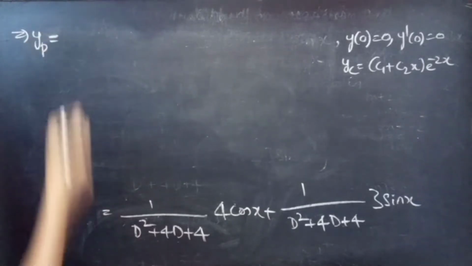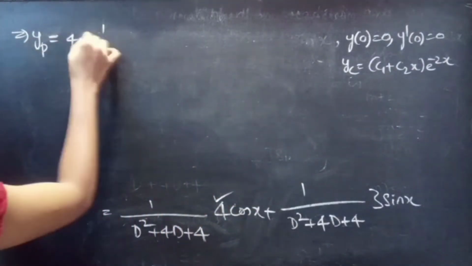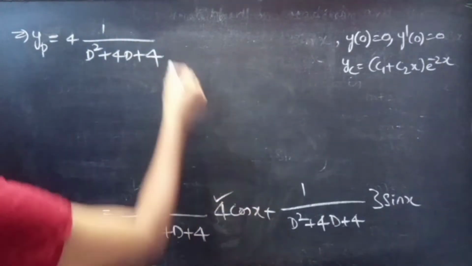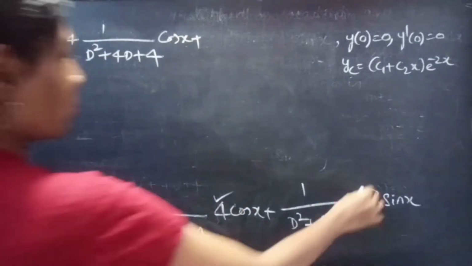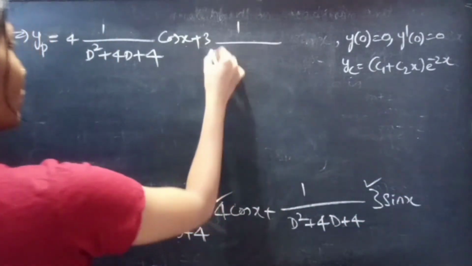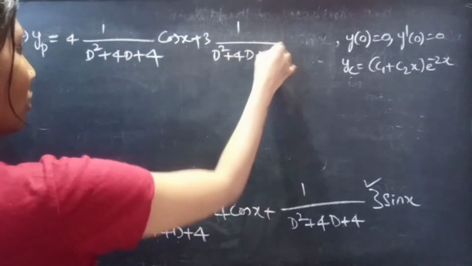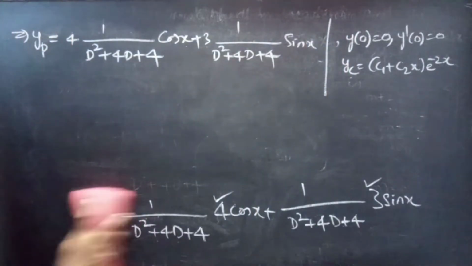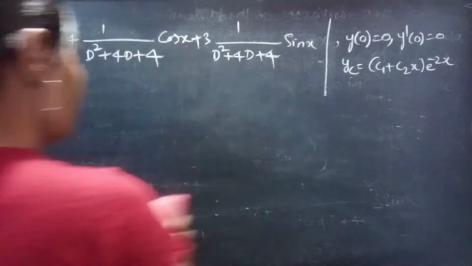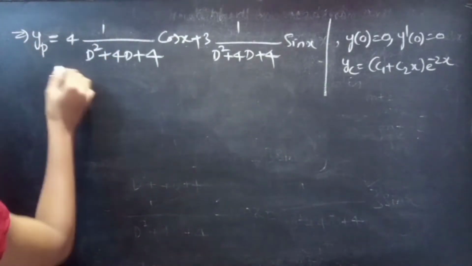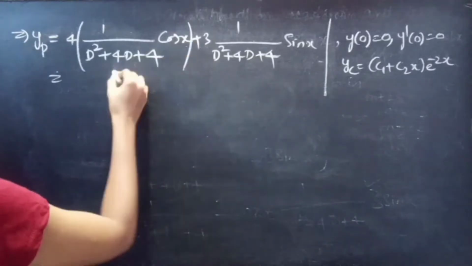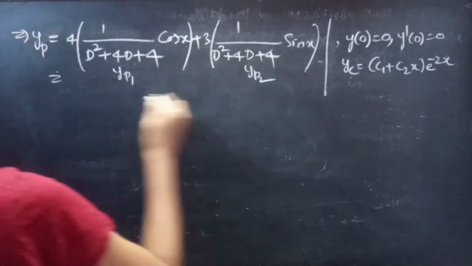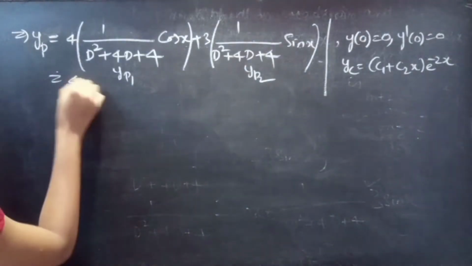Now we can write yp as constant 4 into 1 by f of D, D square plus 4D plus 4, into cos x plus constant 3 into 1 by f of D, D square plus 4D plus 4, into sin x, right? Or we can name 1 by f of D into cos x as yp1 for our convenience, and 1 by f of D into sin x as yp2, and we can find yp1 and yp2 separately, right?